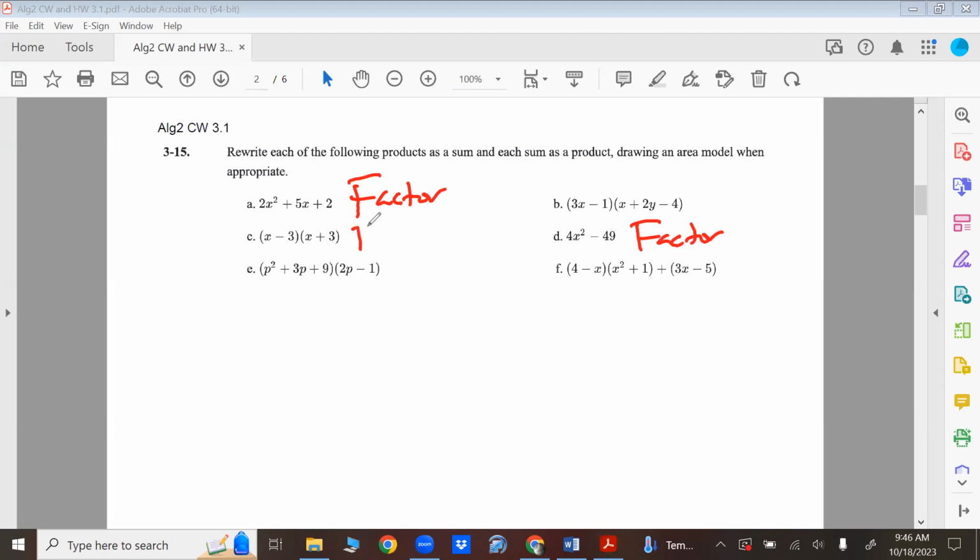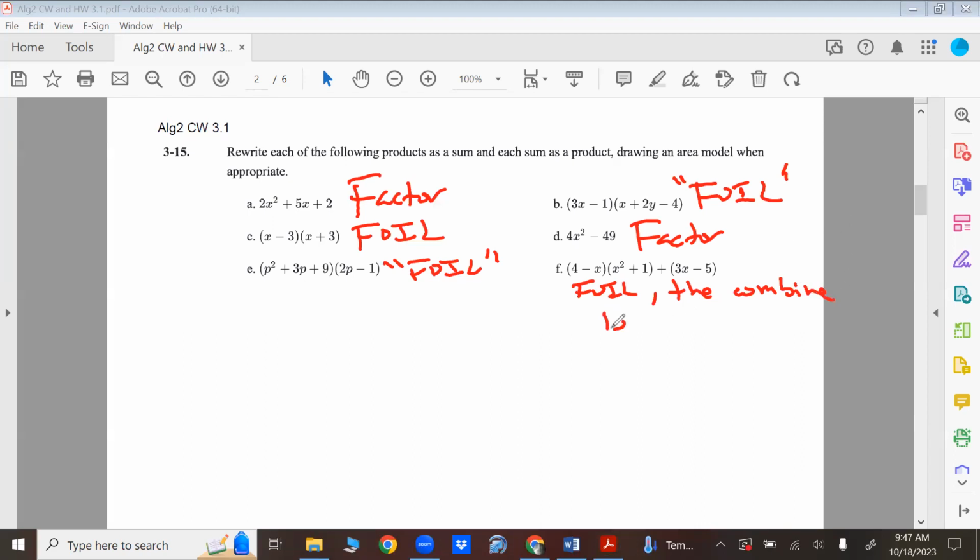In the case of C, and I'm going to put little quotation marks, it's not technically FOIL because you have 6 terms for B and E. And then here, this will be FOIL, then combine like terms. So let me set up E for you guys, because E is kind of a funny one, as well as B. And then I'll let you guys get to work and look at the answers in a few minutes.